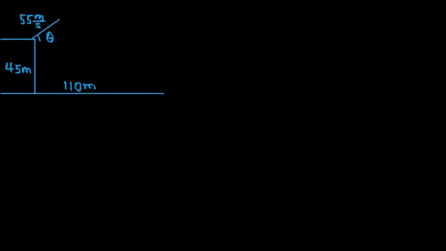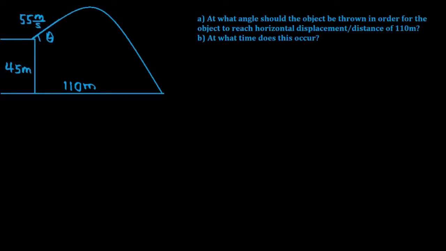So we're given this particular problem of a projectile motion of an object that's being launched from the edge of the cliff, and this time the object is being launched at an unknown angle. So the question here is, at what angle should the object be thrown in order for the object to reach the horizontal displacement distance as shown, and at what time does this occur?